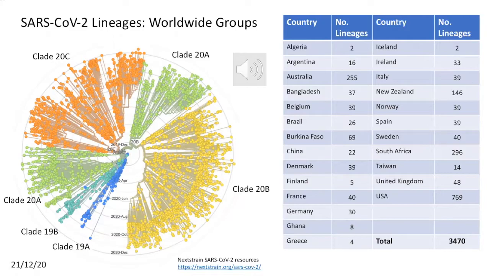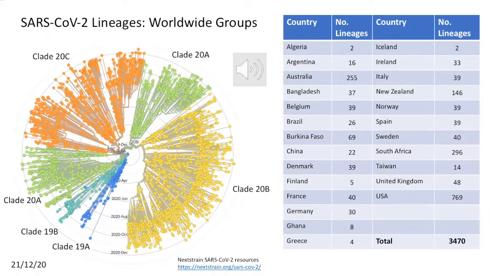When we do this, we find that there are 6 main groups. We call these groups clades, and a clade is just a group of related organisms or viruses that share a common ancestor. The oldest clade in this group is the 19 group, while the 20 clades represent those viruses that have come into existence this year.